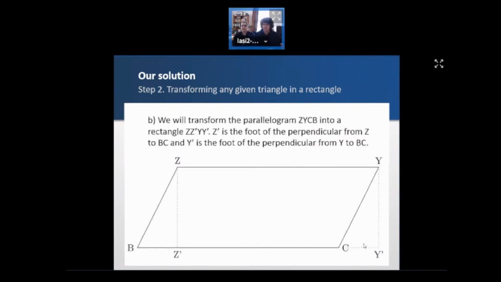And the next step, in order to form a rectangle from that parallelogram, we will transform the parallelogram ZYCB into a rectangle ZZ prime YY prime, in which Z prime is the foot of the perpendicular from Z to BC, and Y prime is the foot of the perpendicular from Y to BC.